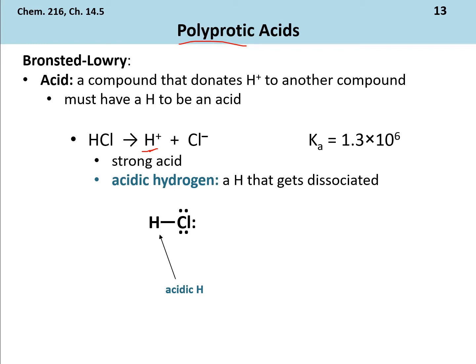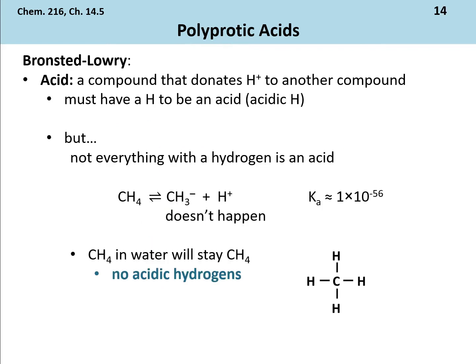And so let's say I had HCl. HCl can go to form H plus and Cl minus. This is a strong acid, so we say it's only one way. In fact, its Ka is really large. This hydrogen that we see here is called an acidic hydrogen. It's a hydrogen that gets dissociated. This hydrogen goes away.